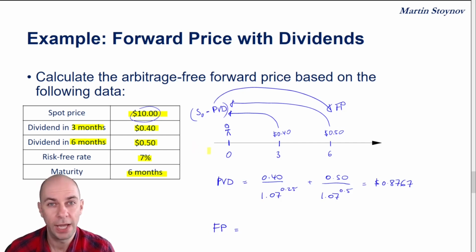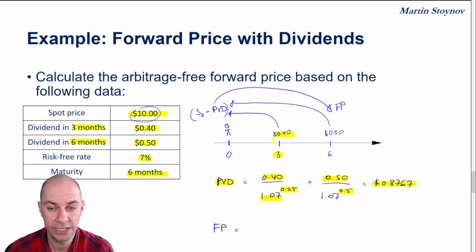Okay, then let's have a look at the PVD. So the present value of the dividend will be the sum of the present value of both dividends. So our first dividend is 40 cents arriving to us in 3 months' time. So there's the 40 cents. There's the risk-free rate down here, and that is raised to the power of 0.25, which, remember, is 3 over 12, right? So 3 months as a fraction of a year, 0.25. Then I'm adding the second dividend, which is 50 cents. That's arriving to me in 6 months. That's half a year, 0.5. And the sum of the present value of these 2 dividends is 0.8767, rounded to 4 decimal places.